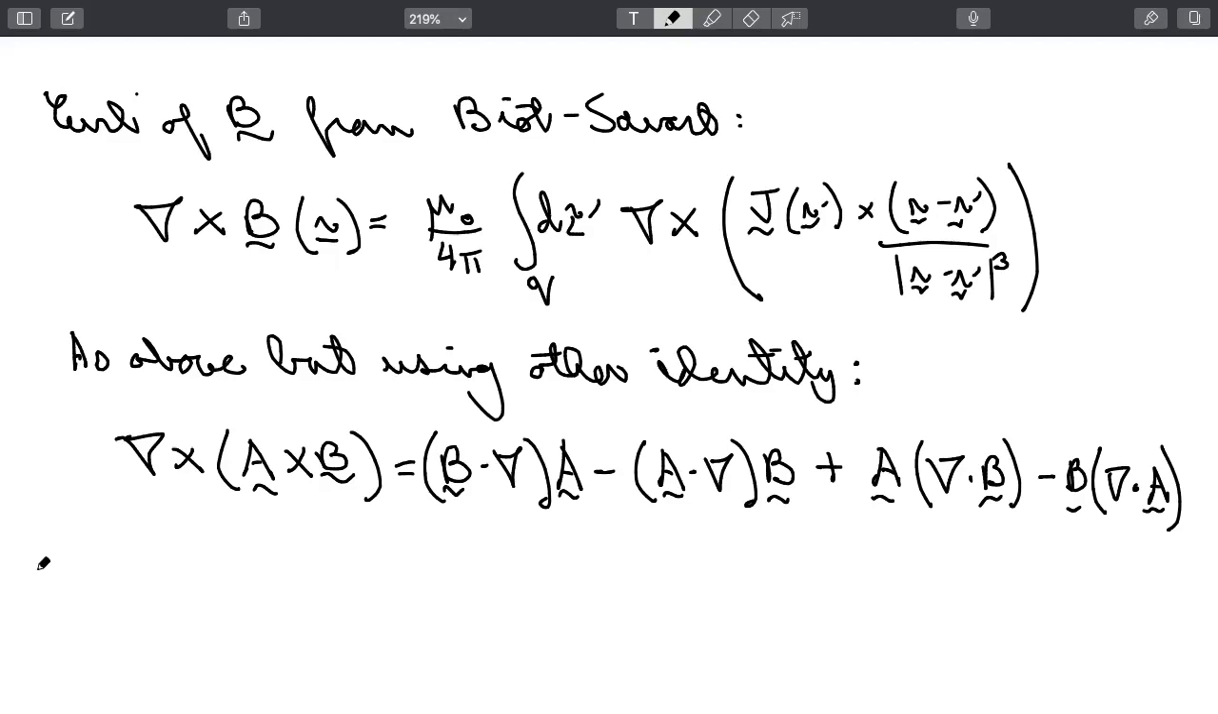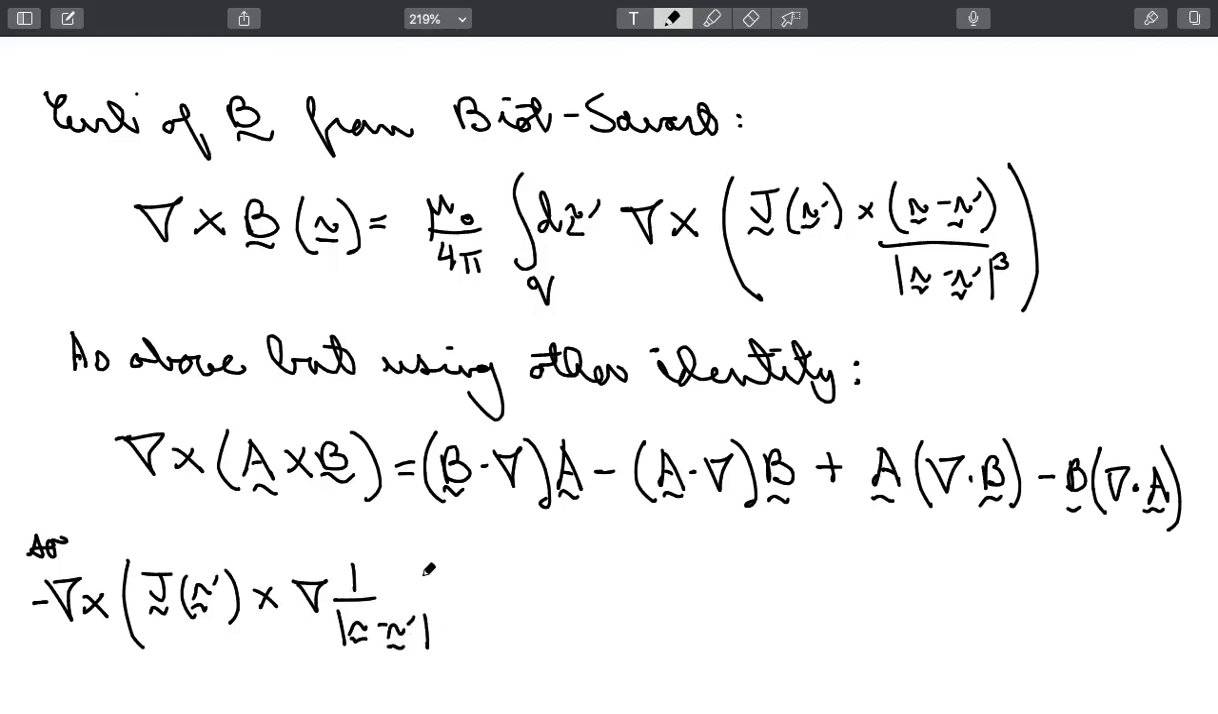Okay, so what do we do? Let's just brute force the calculation of this integrand. So we have the curl of this whole thing, j of r'. And now I'm immediately going to use the fact that this thing was minus the gradient. I'll put a minus sign here, and do the cross product with the gradient of 1 over |r minus r'|. So this thing here with the minus sign is equal to this integrand here, right?